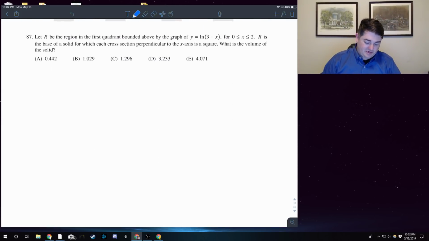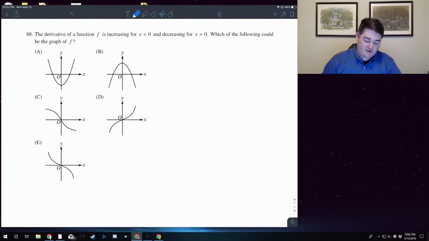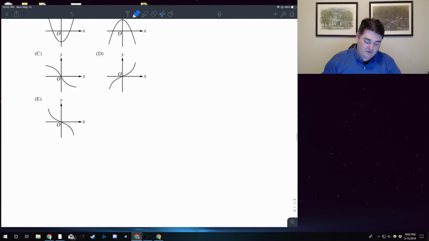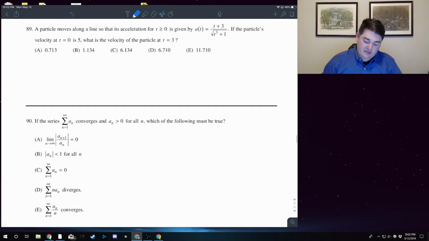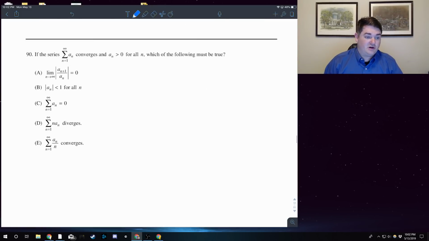All right, we're in the home stretch. Non-circular cross sections. Not too bad. Which of the following could be the derivative of, or the graph of f? Not too bad. The particle's velocity is that. That's just an initial condition FTC1 problem. 90.